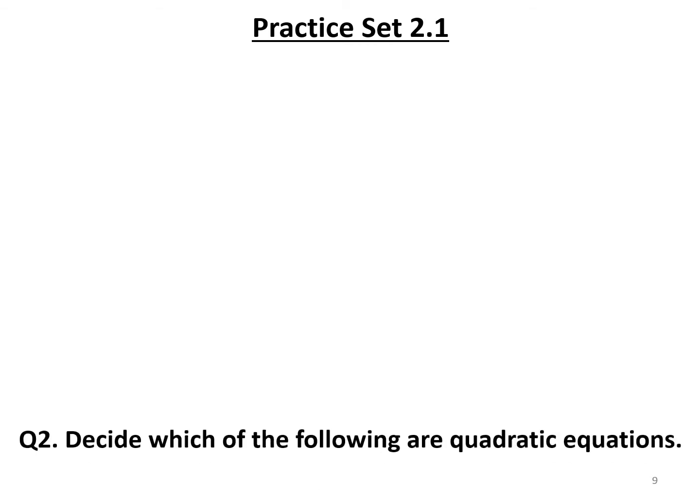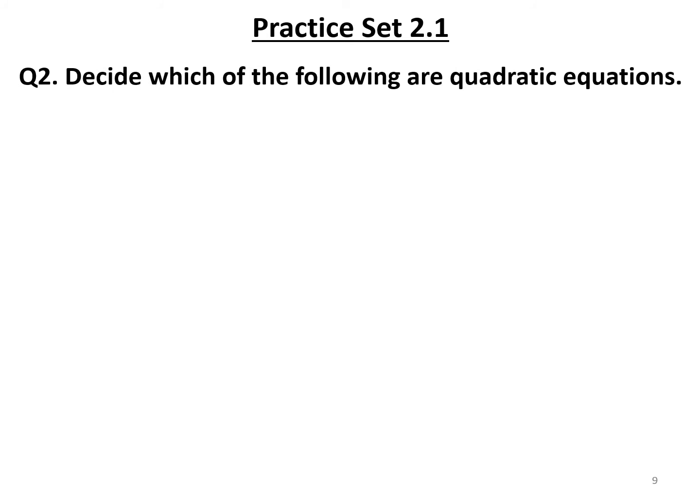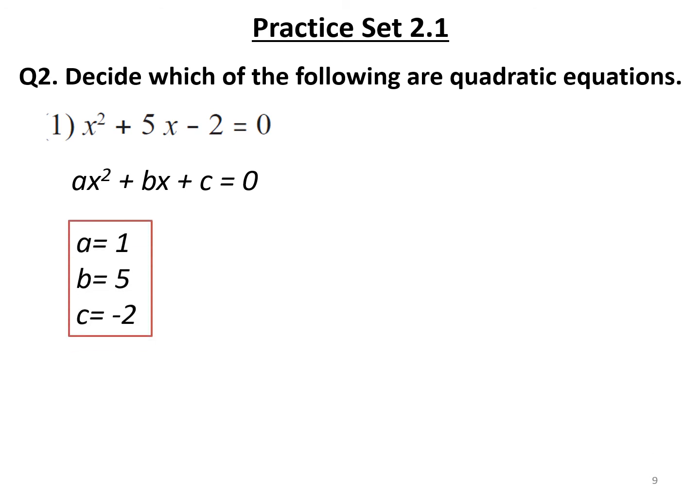Let's move to the exercise. Practice set 2.1. Decide whether the following are quadratic equations. First one, x square plus 5x minus 2 is equal to 0. When I compare it with my general equation ax square plus bx plus c is equal to 0, my values of a, b and c can be written as a is equal to 1, b is equal to 5 and c is equal to minus 2.